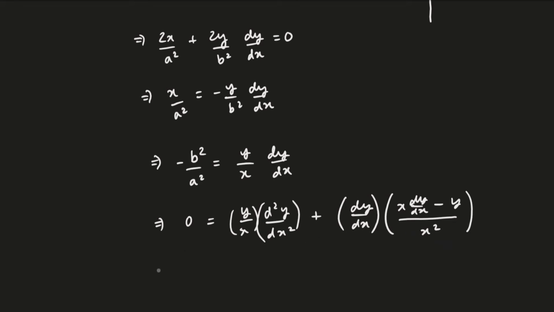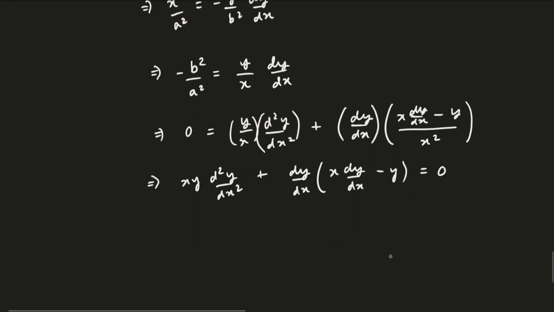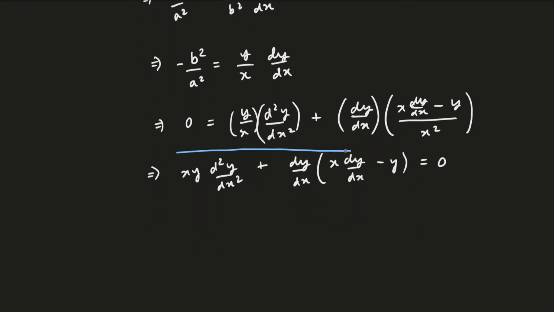So we can further rearrange this and maybe multiply this by x squared so that we get xy d squared y over dx squared plus dy over dx multiplied by x dy over dx minus y, and this whole thing is equal to 0. And this now is the differential equation for all the ellipses. Note that this is a second order differential equation because we had two arbitrary constants a and b.